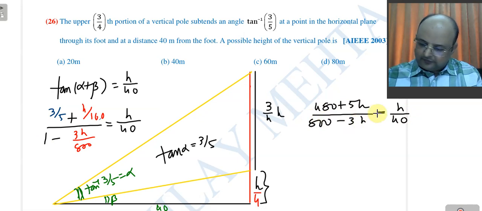800 minus 3h. If it is okay, let me go for LCM. That is 16 3s are 48, 480 plus 5h.